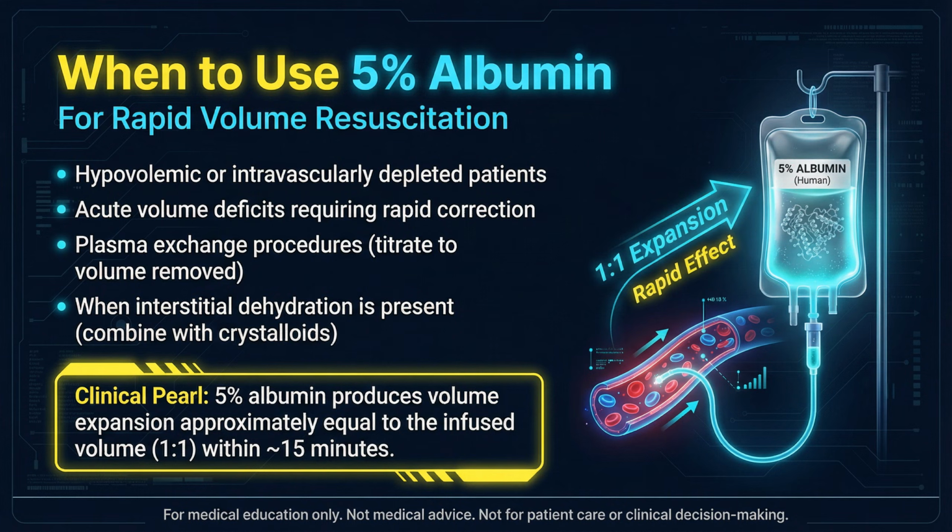So, when should we reach for 5% albumin? This formulation is ideal for rapid volume resuscitation in patients who are hypovolemic or intravascularly depleted. It's also used in plasma exchange procedures. A key clinical pearl here is that 5% albumin provides volume expansion approximately equal to the infused volume, and it does so quickly, within about 15 minutes.